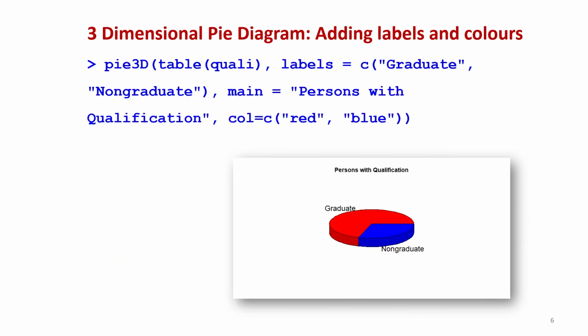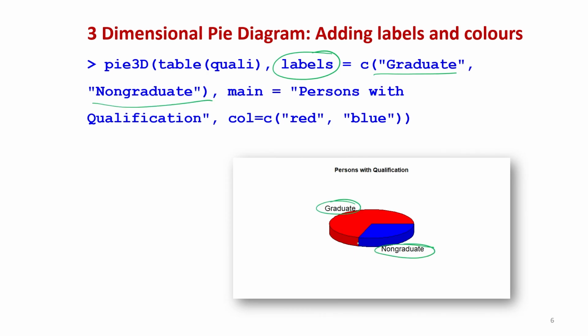Now if you try to make this graphic more informative, then we can use the same commands that we used earlier. For example, using the labels, we can give labels like graduate and non-graduate.